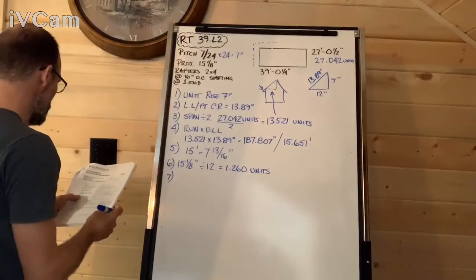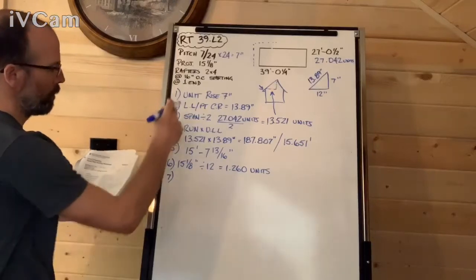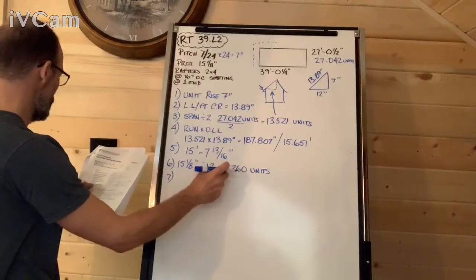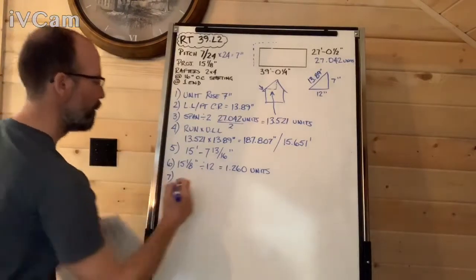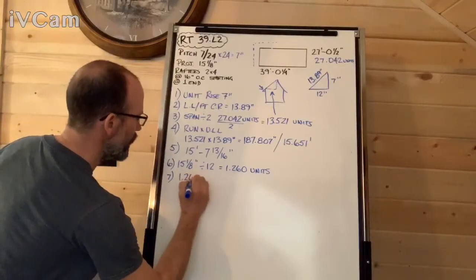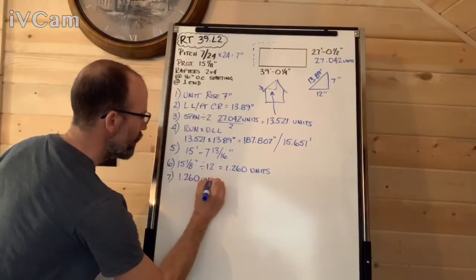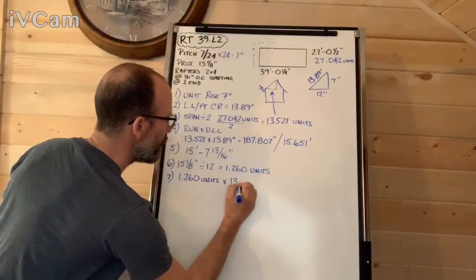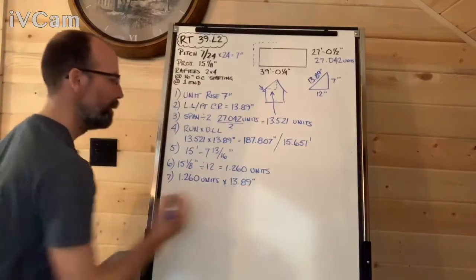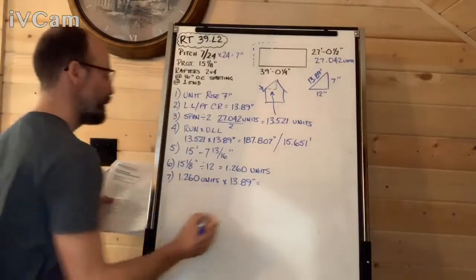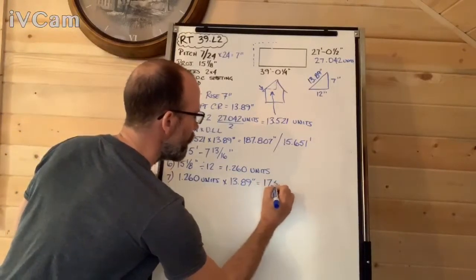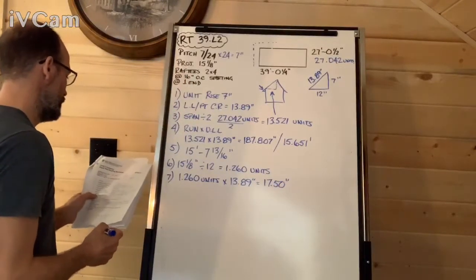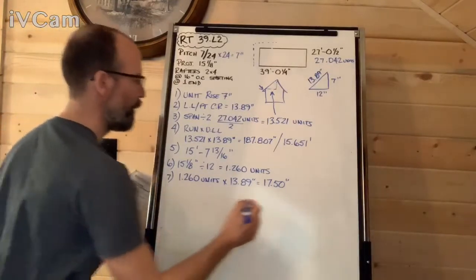Number 7. Pardon me, what have I got? 1, 2, 3, 4, 5. 6 is the projection as a decimal. 7, decimal length of the overhang. I have 1.260 units. Again, I'm using the same triangle. I'm going up 13.89 inches per unit in length to give me 17.50 inches. Change that over to feet. I get 1.458.